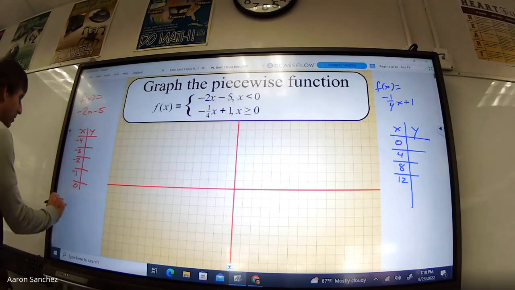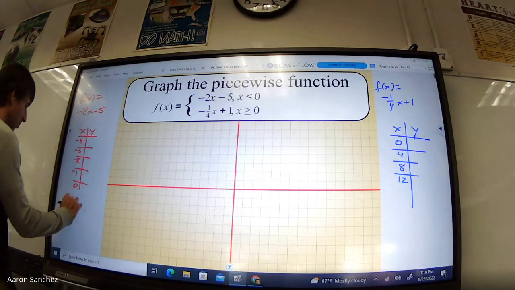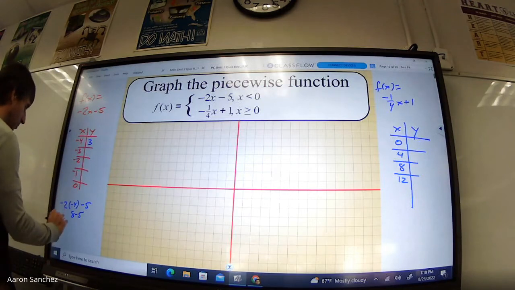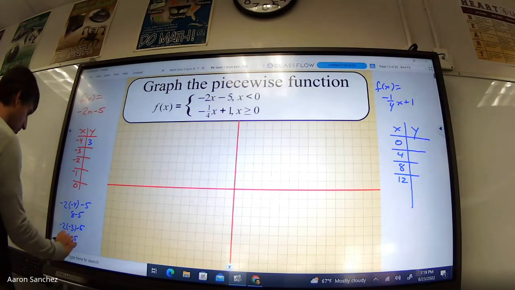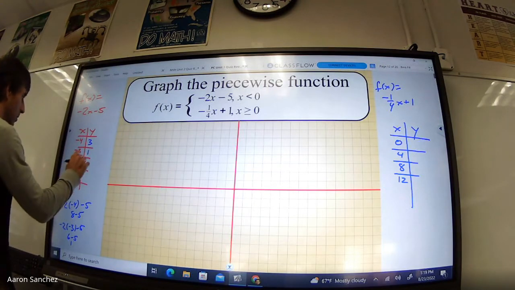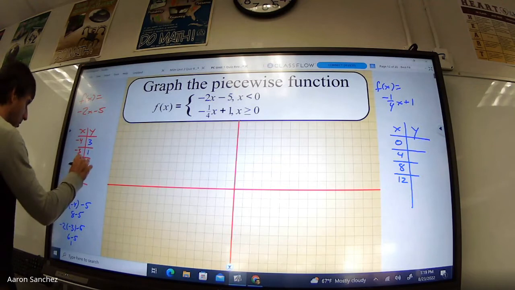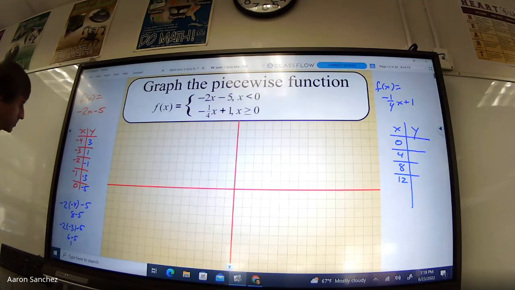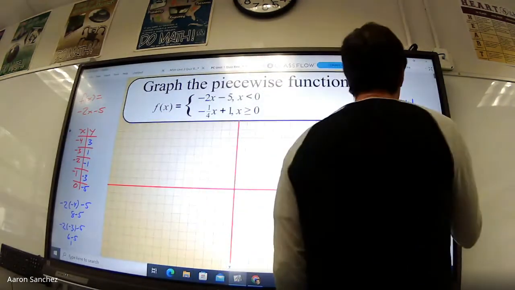Some of them might not fit. -2 times -4 minus 5. So I got 3 for -4. 1. And you see they decreased by 2. -1. -3. -5. 1.